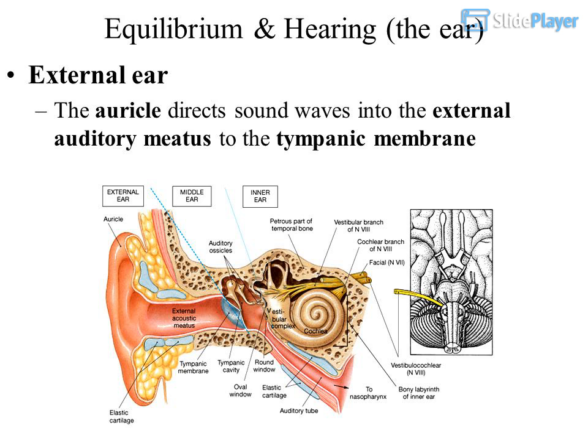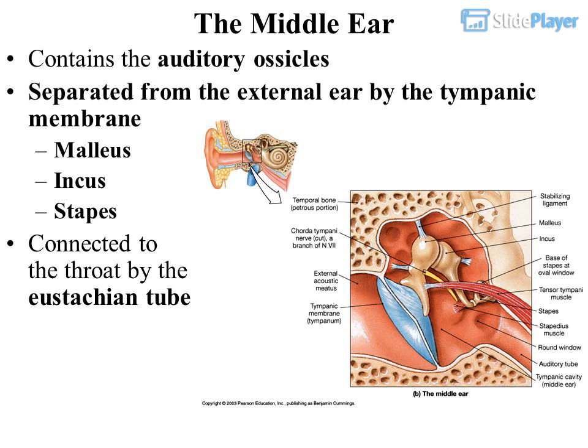Equilibrium and hearing, the ear. External ear: the auricle directs sound waves into the external auditory meatus to the tympanic membrane. The middle ear contains the auditory ossicles, separated from the external ear by the tympanic membrane. Malleus, incus, stapes. Connected to the throat by the Eustachian tube.